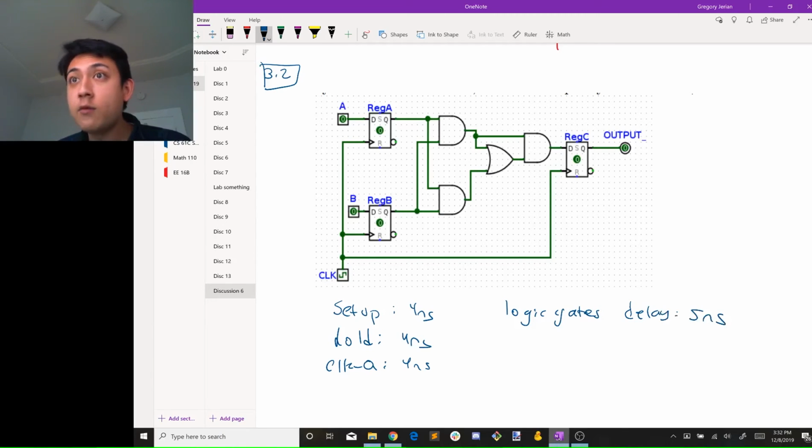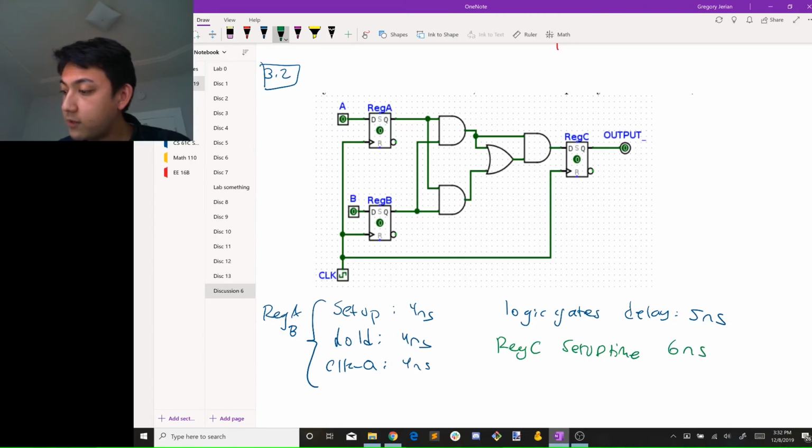Okay, and we're also told that register C, so these are for register A and B. We're told that register C has a setup time of 6 nanoseconds. Now we're asked, what is the maximum allowable hold time for register C, and what is the minimum acceptable clock cycle time for this circuit, and what clock frequency does it correspond to?